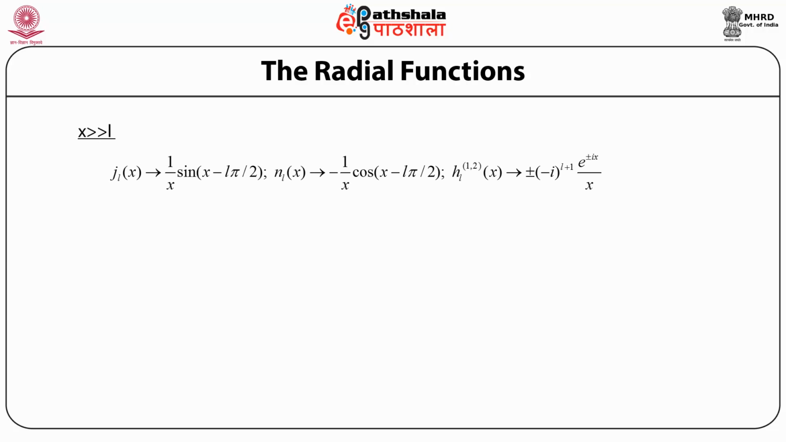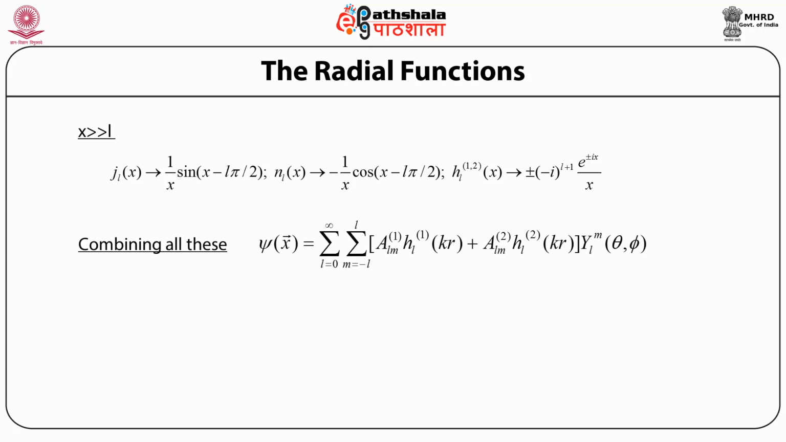For x much greater than 1, we have j_L(x) tends to (1/x) sin(x - Lπ/2), n_L(x) tends to minus (1/x) cos(x - Lπ/2), and h_L^(1,2)(x) tends to (±i)^(L+1) e^(±ix)/x.